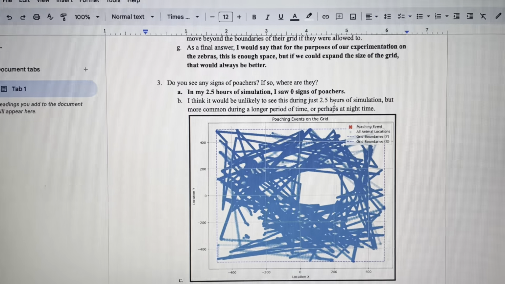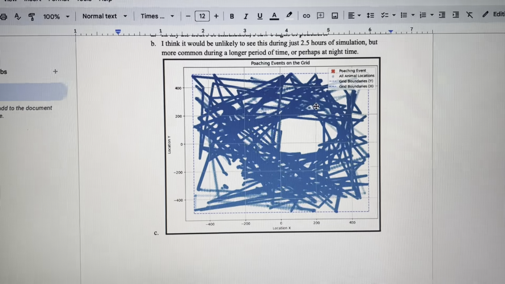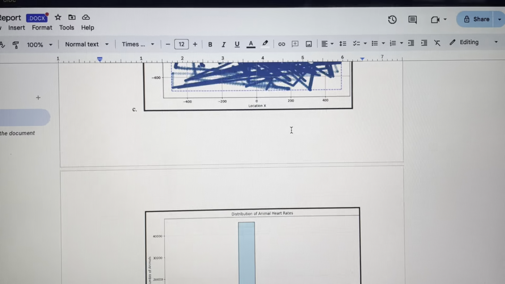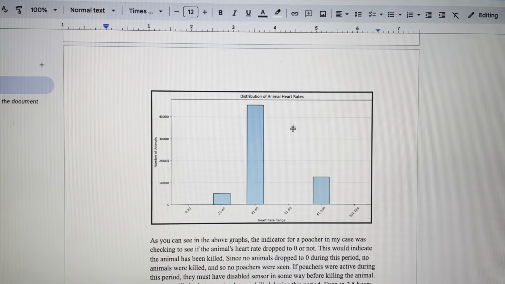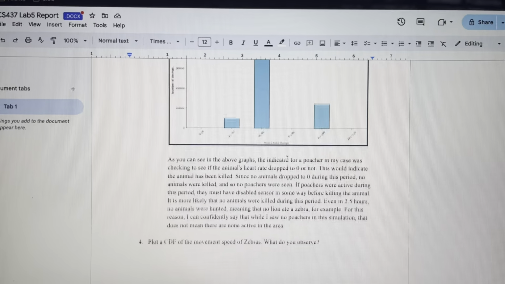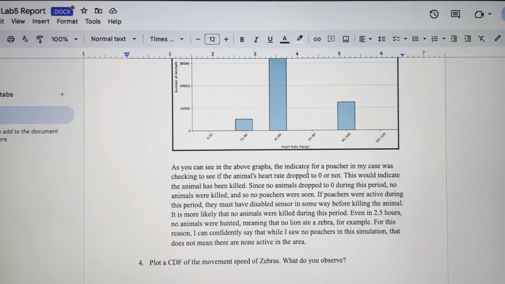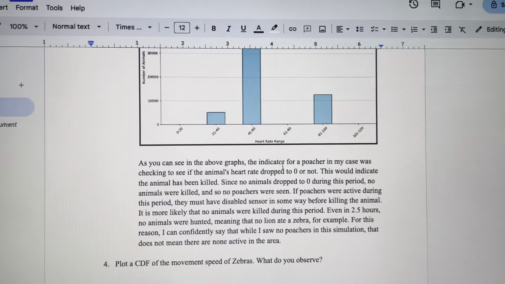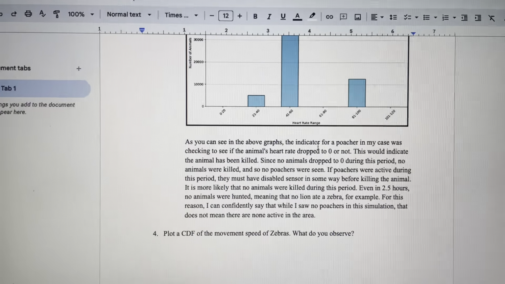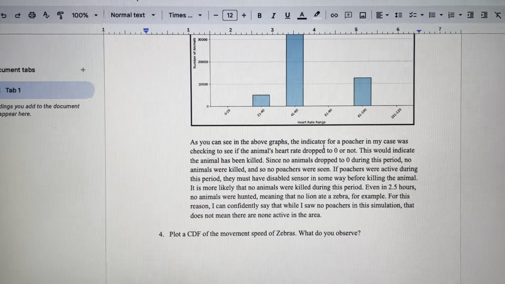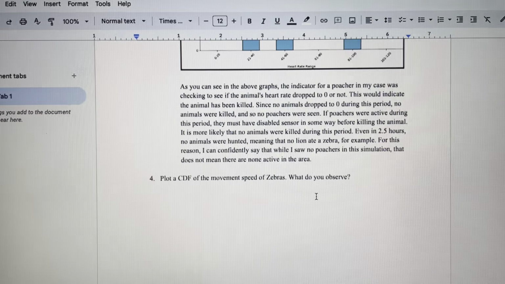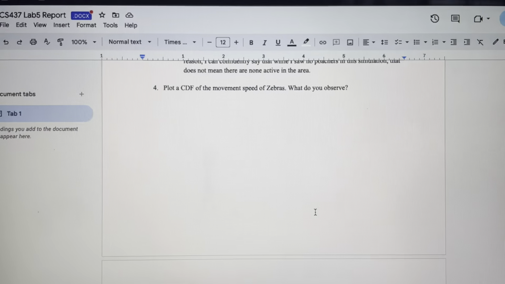So in my 2.5-hour simulation, I saw no signs of poachers. I basically determined this by saying that the heart rate never reached 0 of any animals. And you can see this distribution of the heart rates that we're seeing, so the majority in that 41 to 60 range during the duration. I also said that this doesn't really tell us a whole lot. It just says that in this 2.5-hour simulation, we saw no poachers. It also means that no lions, for example, ate a zebra during that duration because no animals died. So in this simulation, there were no poachers, but that doesn't mean that there are none in the area.